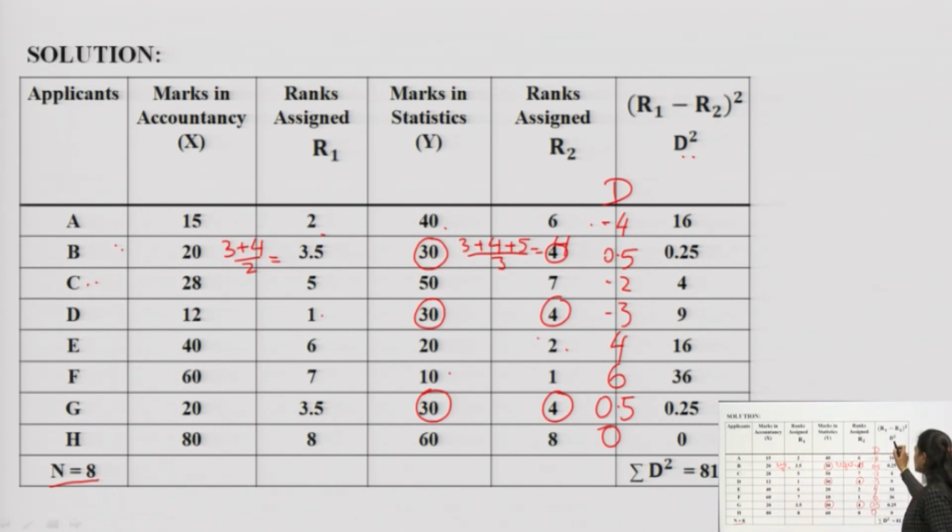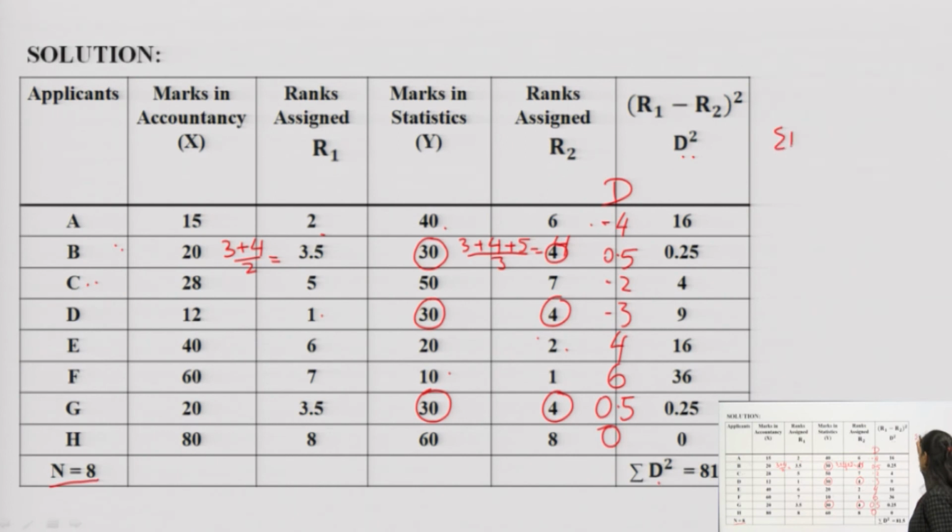But my formula demands D square. So, I am supposed to just square all the differences which we have just obtained, that is minus 4 into minus 4 gives me 16, 0.5 into 0.5 multiplied twice because it is square, it gives me 0.25, minus 2 into minus 2 gives me 4, minus 3 into minus 3 gives me 9, 4 into 4 gives me 16, whereas 6 into 6 gives me 36, 0.5 into 0.5 again gives me 0.25 and 0 into 0 gives me 0.